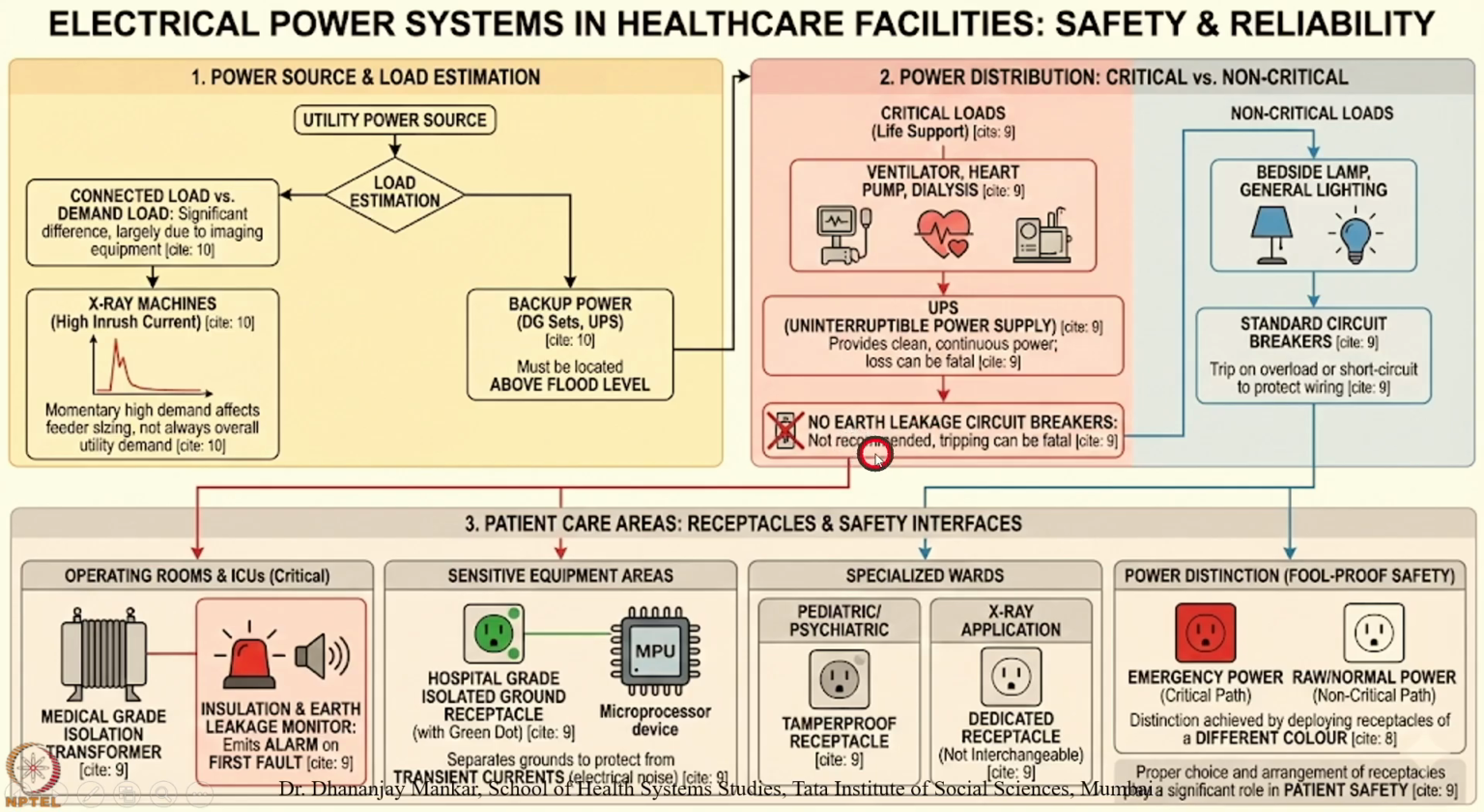So, with earth leakage circuit breakers over there, you can see the patient care areas, receptacles and safety interfaces which we have discussed with respect to operating rooms, what they need to have: insulation and earth leakage monitors, and sensitive equipment areas and specialized wards versus power distribution, where the labeling and the color coding are to be emphasized. Specialized wards such as pediatric and psychiatric wards need to have tamper proof receptacles, and an X-ray application should have a dedicated receptacle to be installed over here.